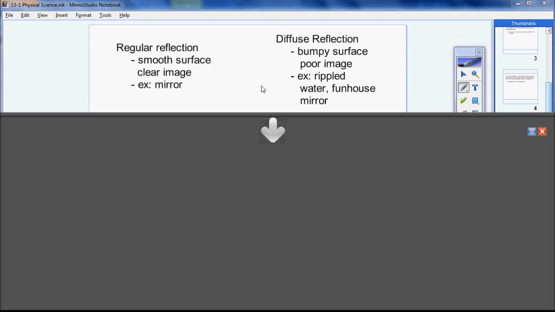In a funhouse mirror, it's distorted, but in a way where it stretches out. Once again, there's more of a controlled bump in a funhouse mirror. It's not randomly bumpy, but it's still called a diffuse reflection. If you throw a stone into the water, it creates water waves on there, but it creates a bumpy surface, so when the light waves come in and they bounce off, you're not having a nice, even reflection anymore.